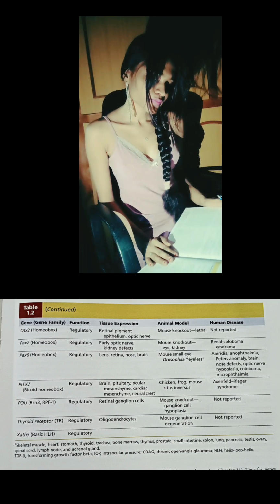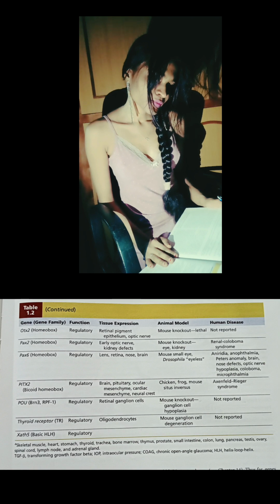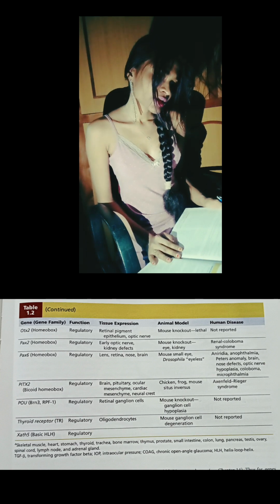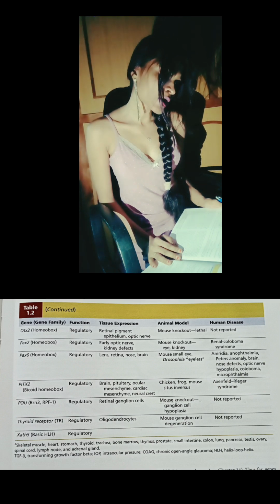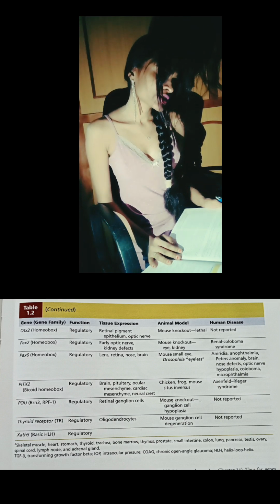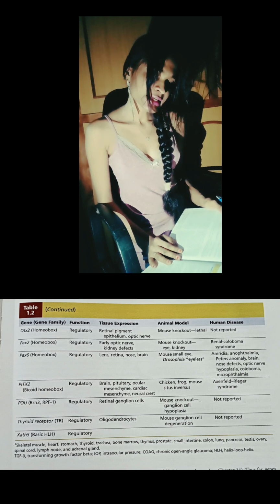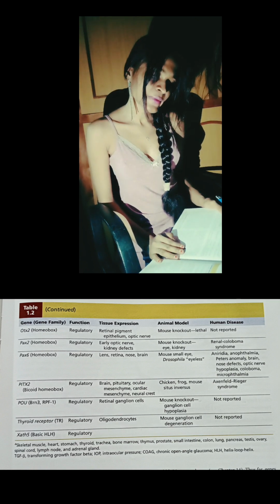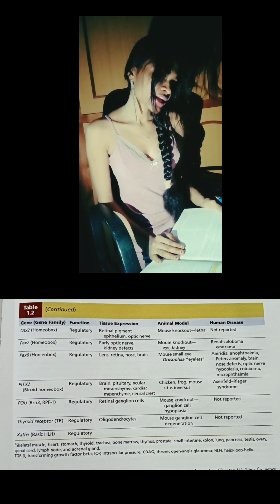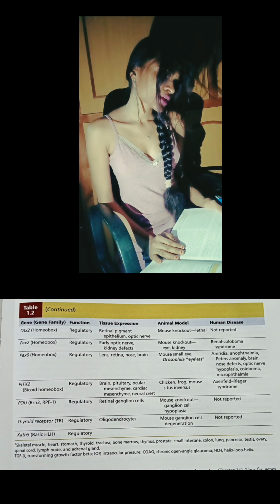Table 1.2, gene family. OTX2 homeobox. Its function is regulatory. Tissue expression is found in retinal pigment epithelium, optic nerve. Animal model, mouse knockout, lethal. Human disease not reported. Then the second gene family is PAX2 homeobox. Its function is regulatory. Tissue expression is early optic nerve, kidney defects. Animal model, mouse knockout eye, kidney. Human disease, renal coloboma syndrome.